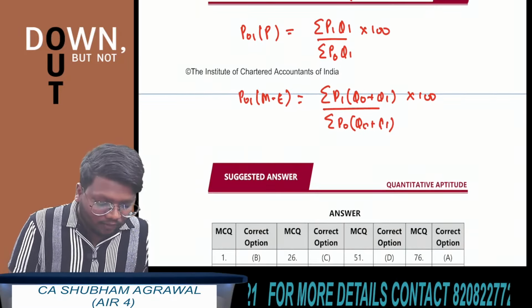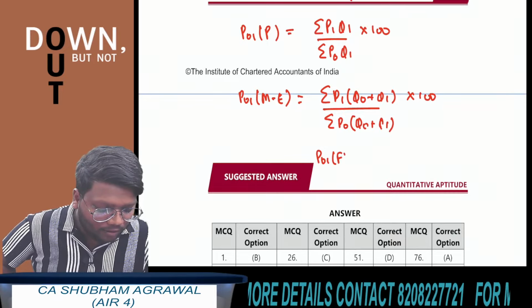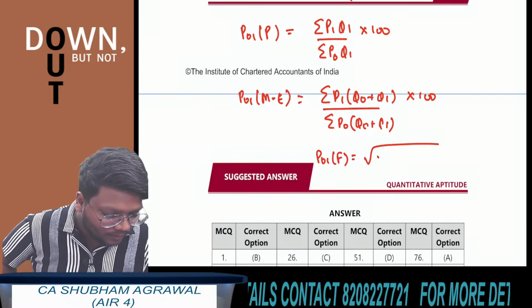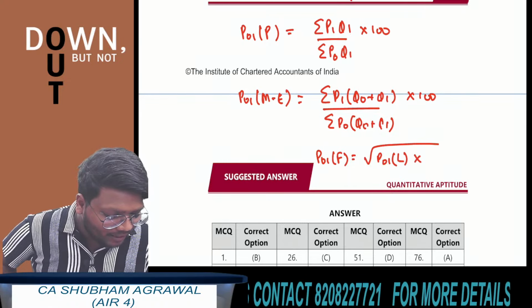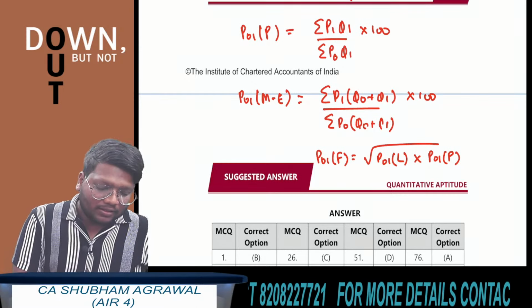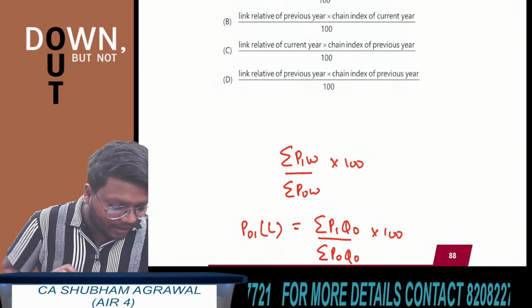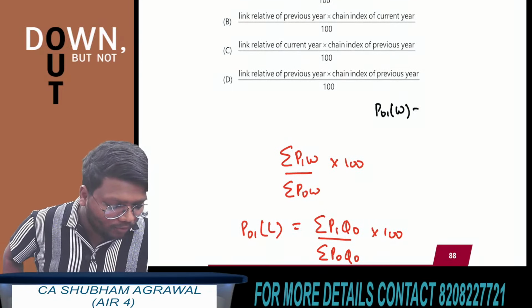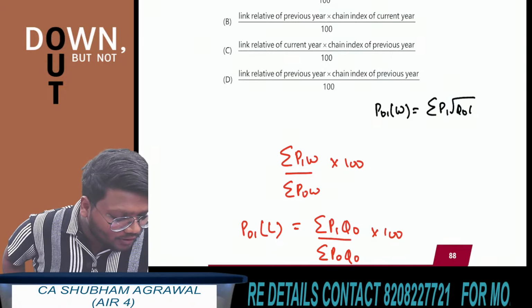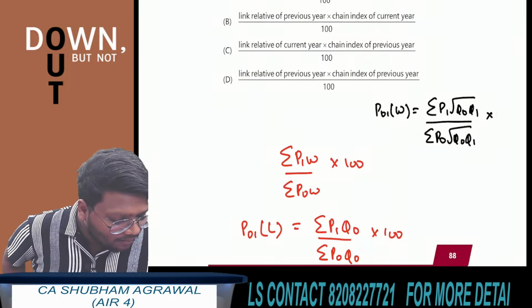What is the formula of Fisher's price index number? Geometric mean of Laspeyres and Paasche's price index number, square root of P01L multiplied by P01P. There is also one more thing, Walsh price index number. Formula of Walsh price index number is summation of P1 multiplied by square root of Q0 Q1 divided by summation of P0 multiplied by square root of Q0 Q1 multiplied by 100.